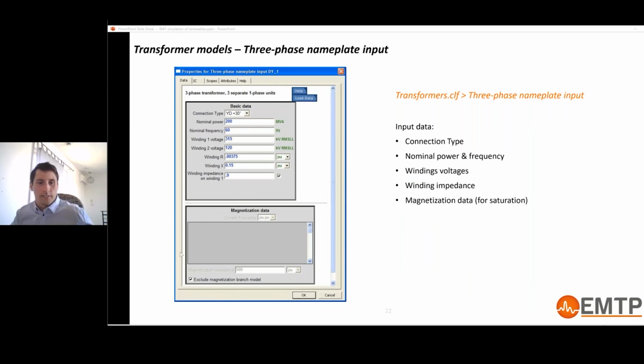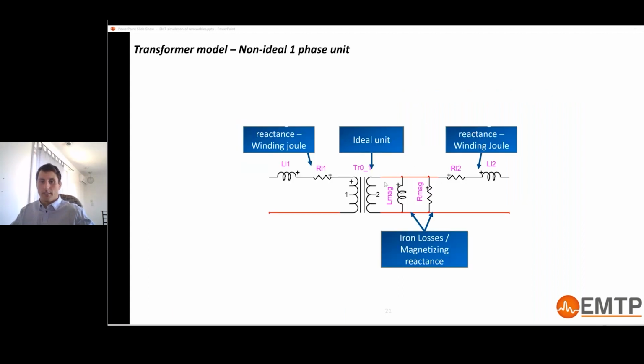And so the last input here is the saturation branch. So the saturation branch is, like I said here. So you have this resistance. This resistance you calculate using the no load loss. So the no load loss, what are they?